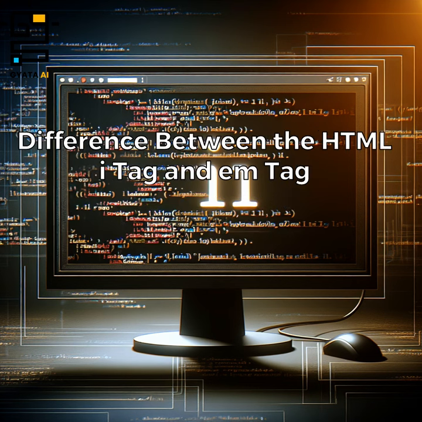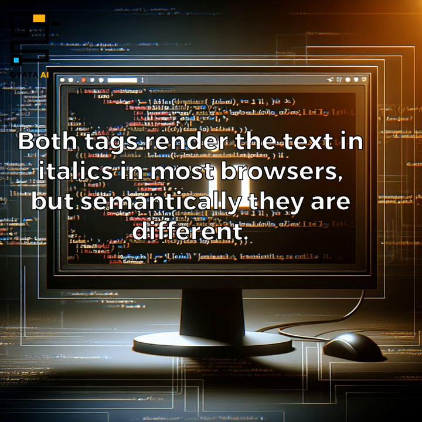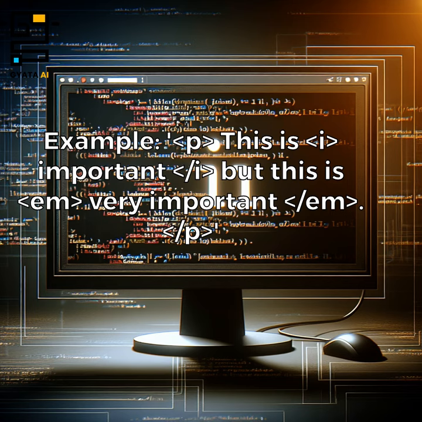Difference between the HTML <i> tag and <em> tag. The <i> tag is used to represent text in a different voice or mood, while the <em> tag is used to emphasize text strongly. Both tags render the text in italics in most browsers, but semantically they are different. Example: this is <i>important</i>, but this is <em>very important</em>.